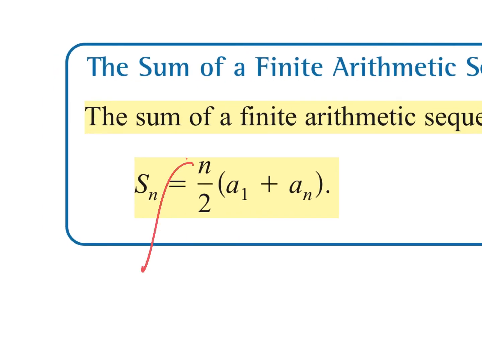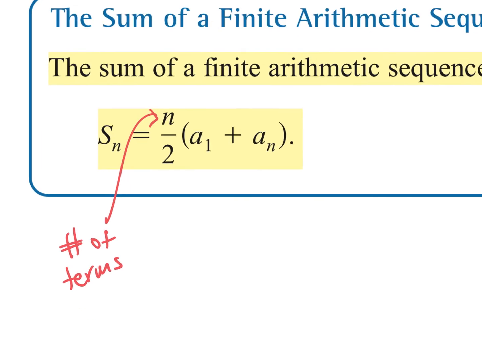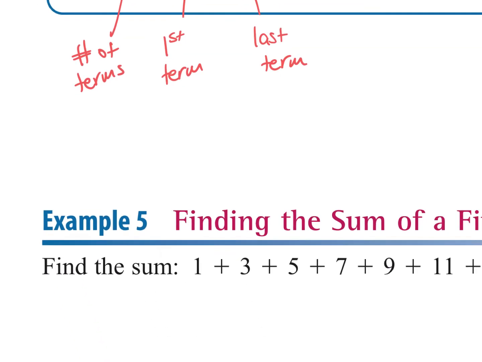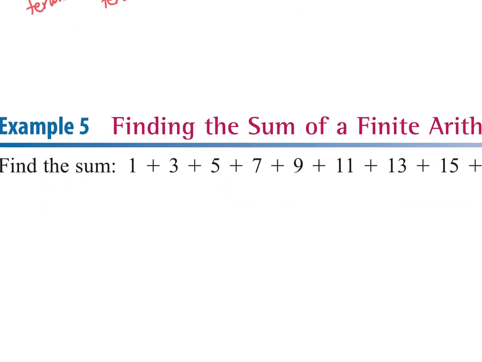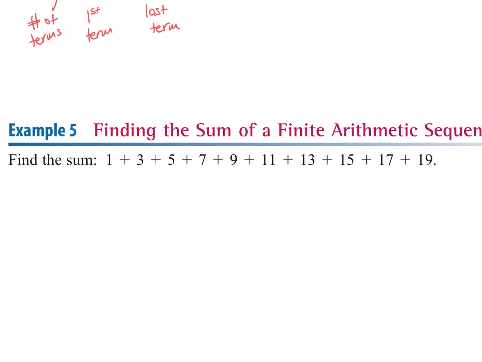N is the number of terms that we're talking about. It's the number of numbers. A sub 1 is again your first term. And a sub n is the last term. Sometimes we know the last term, sometimes we don't. But we can figure it out. Very simple formula. Now, a question like this is ridiculously easy. I understand that. This is just for showing you purposes.